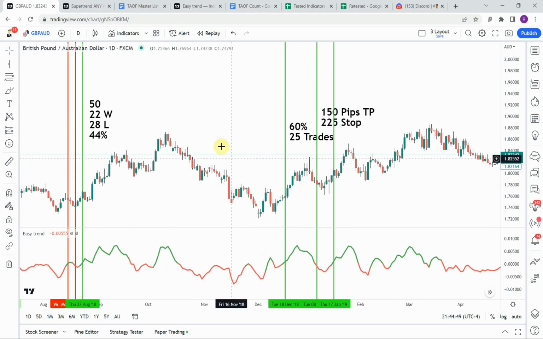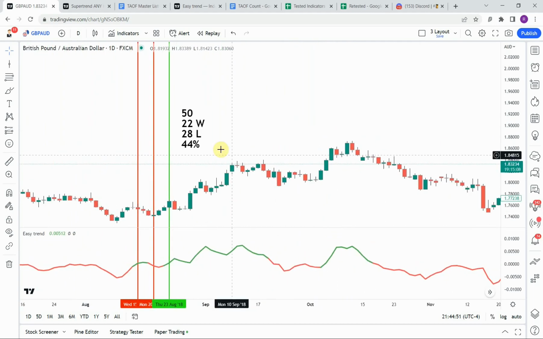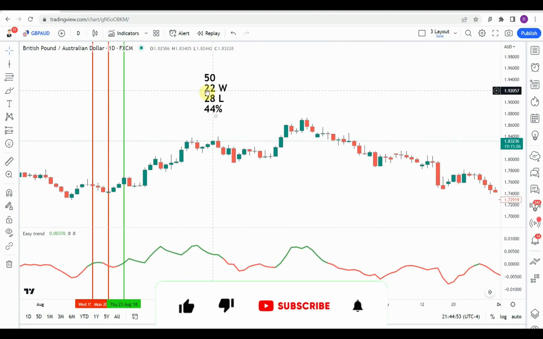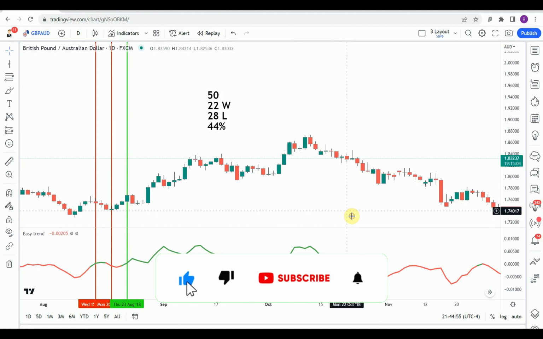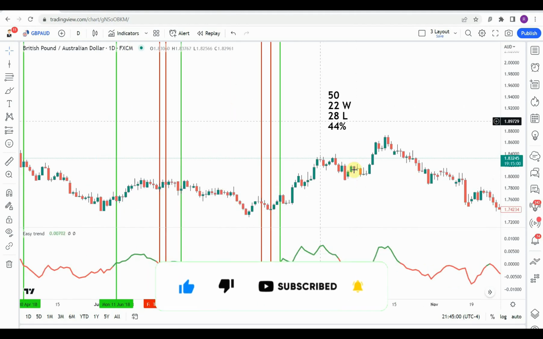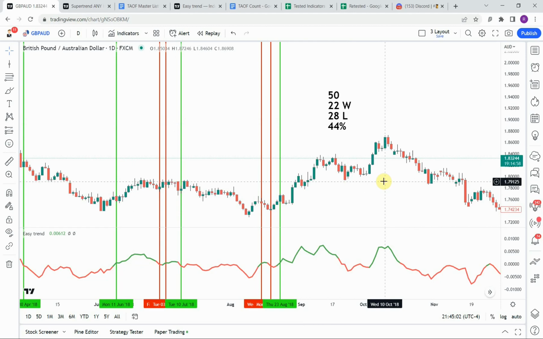All right, let's go ahead and take a look at our advanced test here. So we did the 50 trade test like normal. Out of those 50 trades, we got 22 winning trades and 28 losing trades. That is going to put us at a 44% win rate.